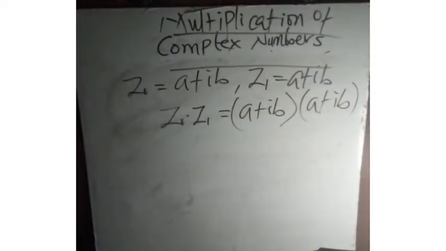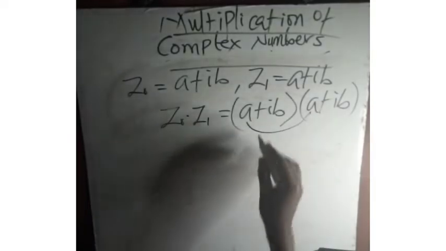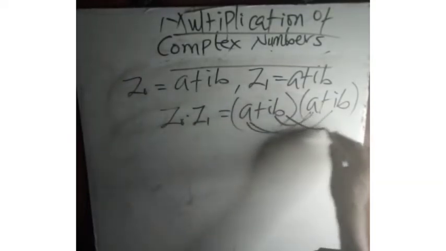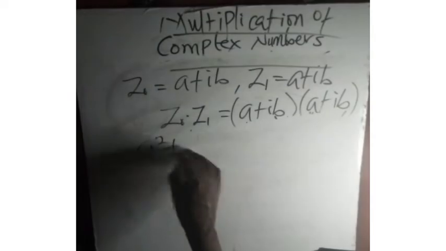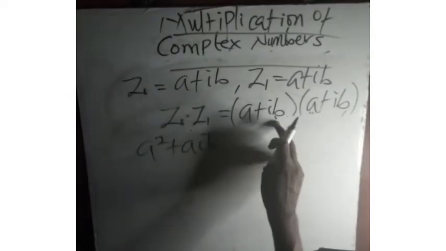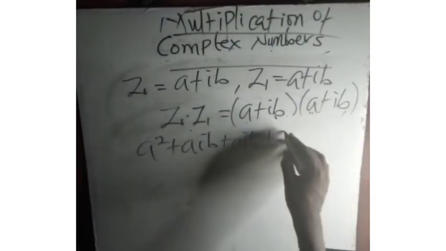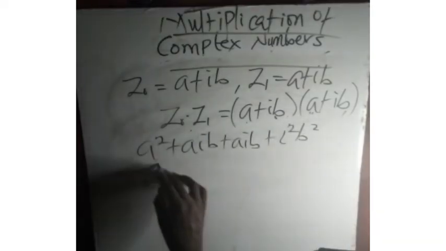Now let's expand. This is a multiplied by a, and a multiplied by ib, multiplied by a and ib multiplied by ib. So this is a times a is a square, a times ib is plus aib, ib times a is plus aib, plus ib times ib is i square b square.